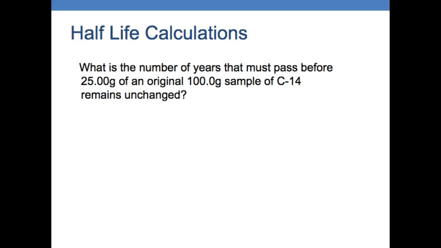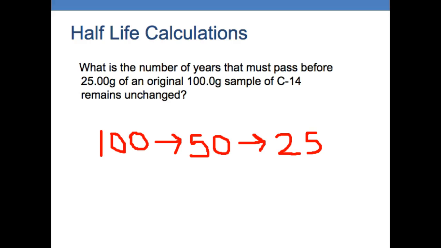So let's go through some examples. What's the number of years that must pass before 25 grams of an original 100-gram sample of carbon-14 remains unchanged? So what I like to do is write out what I'm starting with and what I'm ending with, and I divide each sample in half. So I started with 100 grams. After one half-life, I'd have half of that, which would be 50 grams. After a second half-life, I would have 25 grams. So if you notice, we had 2 half-lives.